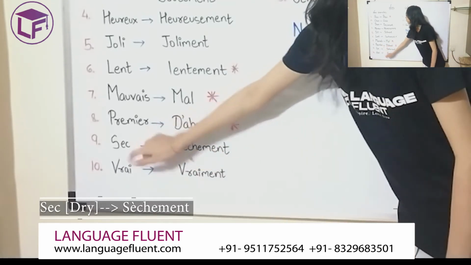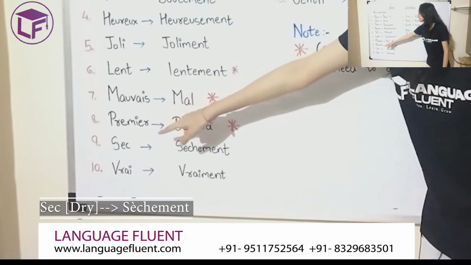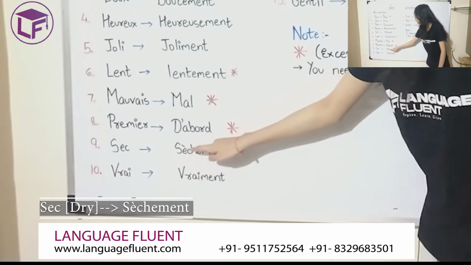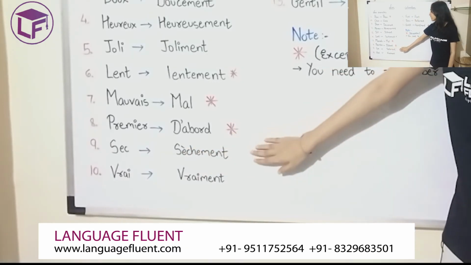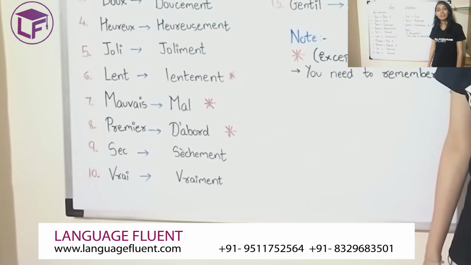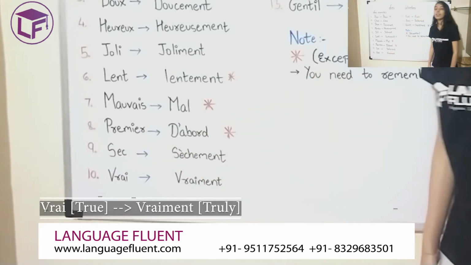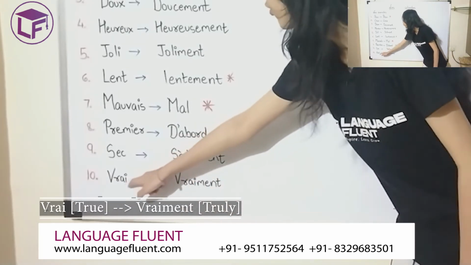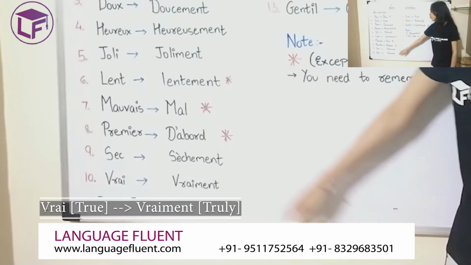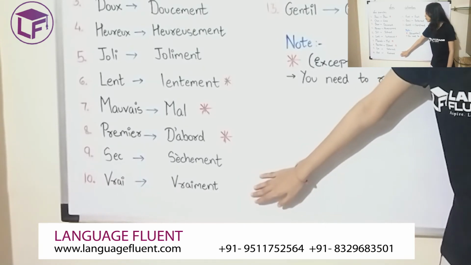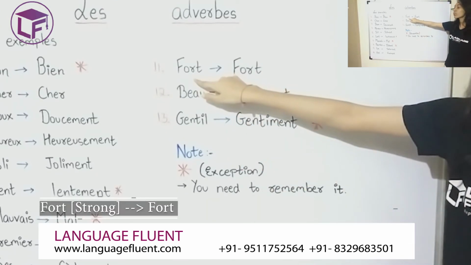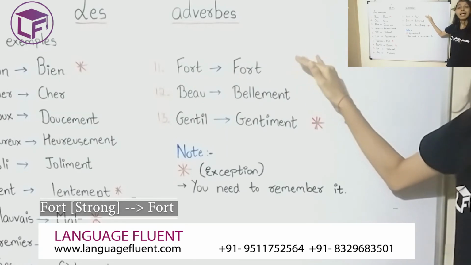Then we have sec. Here we have a masculine adjective, so we make it feminine. So we write sèche and then we add ment. So it becomes sèchement. And this is an adverb. Then we have vrai. Vrai, here we know that it ends with a vowel. I is a vowel. So we just add ment to it and it becomes vraiment, which means truly. Then we have fort. And as we have seen earlier, fort remains fort as it is.